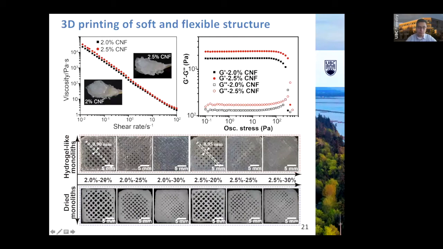Then we printed different infill densities, here about 20%, 25%, and 30%. We show them after printing and after drying. You can see they maintain the lattice structure well after printing and after drying. At 30%, the printed structure does not show a lot of pores, but you still see pores after drying, after removing the water.